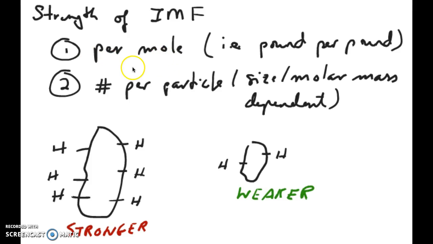So in other words, if I have 1 mole of hydrogen bonds, that's going to require more energy to break than 1 mole of a dipole-dipole interaction, which will require more energy to break than 1 mole of London force interaction. However, when we're talking about the strength of these intermolecular forces in a molecule or a particle, we might have different numbers of moles of the bonds.